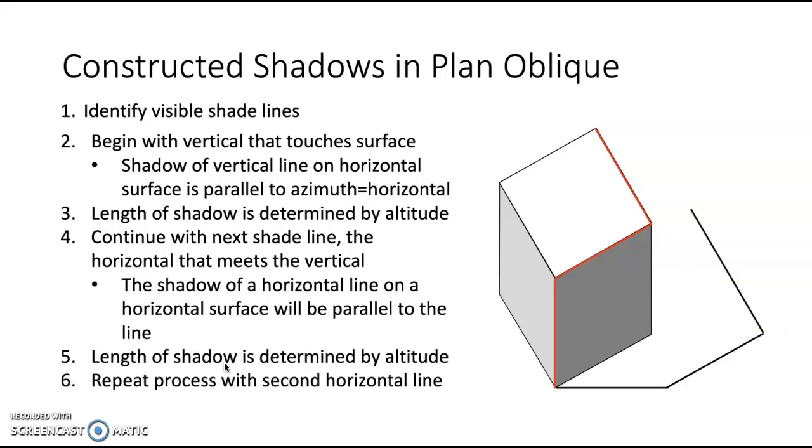We continue the process with our next line. We know where it starts at the end of the last one, and it will be parallel to the 60-degree edge. Again, that's a horizontal line on a horizontal surface, so its shadow is parallel. Again, we determine the length by the altitude.